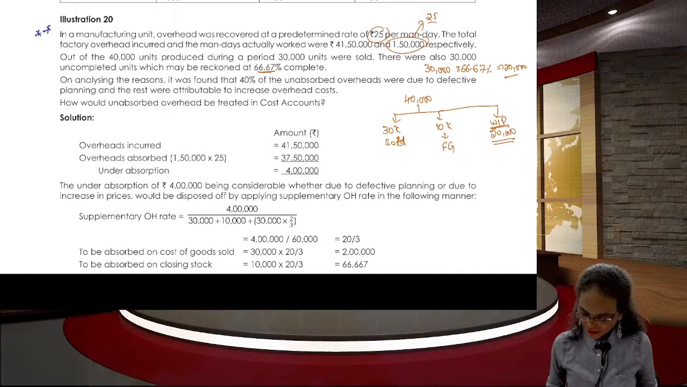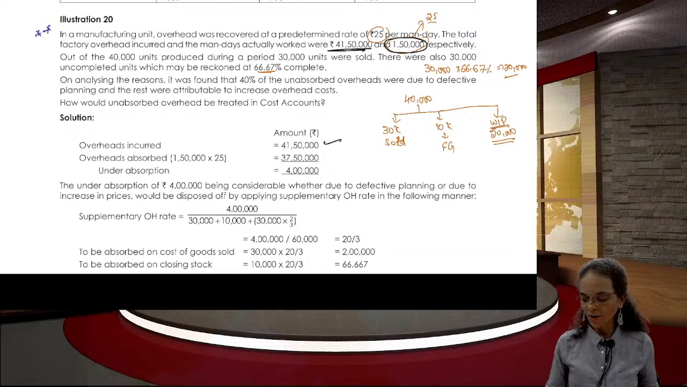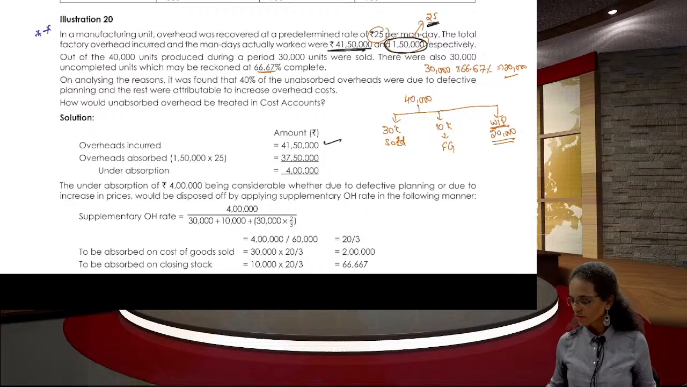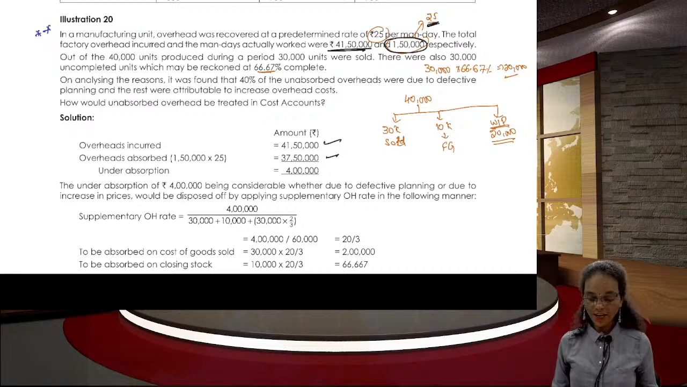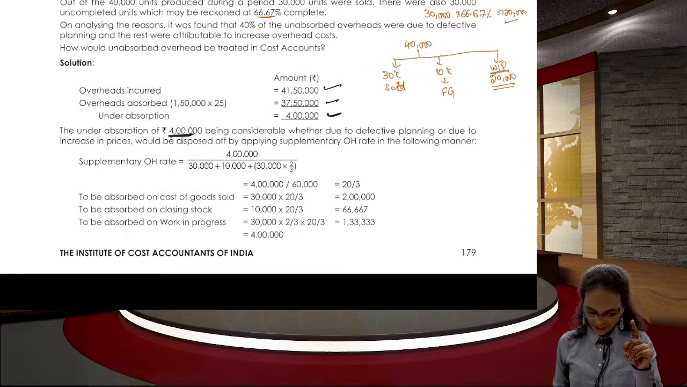See, 41,500 rupees is the actual amount incurred, and the man days are 1,50,000 and per hour 25 rupees. 1,50,000 into 25, that is 37,50,000. Under absorption is 4 lakhs. This 4 lakh rupees is under absorption.